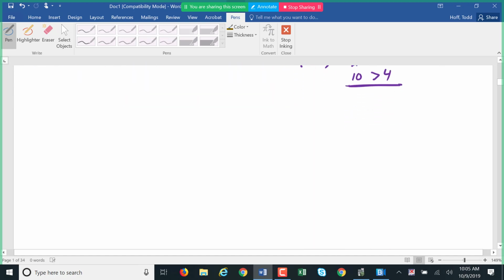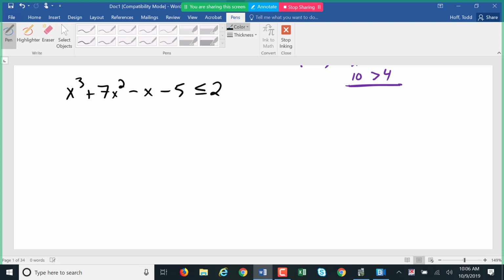Let's look at one more example before we look at our rational example. Let's look at x to the third plus 7x squared minus x minus 5 is less than or equal to 2. I'll give you a couple minutes to try that in your notes, and then we'll go over it.